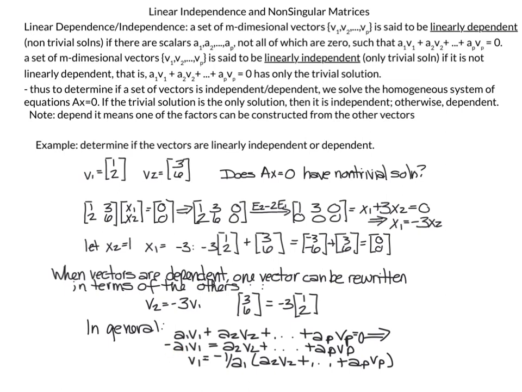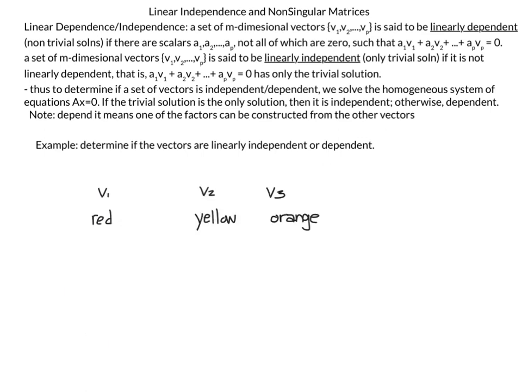So coming back to this note, to determine if a set of vectors is independent or dependent, we solve the homogeneous system of equations Ax equals 0. If the trivial solution is the only solution, then it is independent. Otherwise, it is dependent. And the analogy I like to use is colors, and it's actually stronger than an analogy. I'm going to use this analogy throughout many of my videos, so you might as well get used to it.